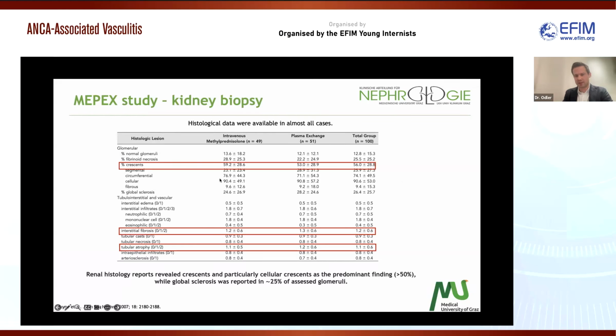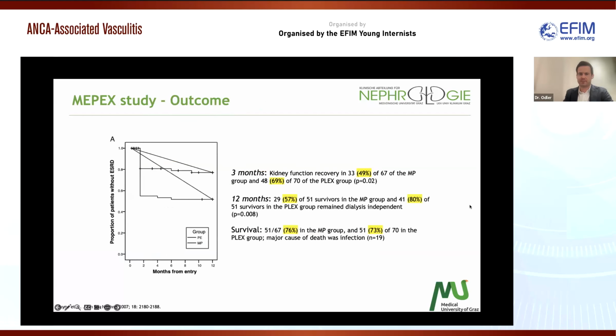And if you take a look at this histological data, then you can see that almost 60% of the patients, or over 50% of them, had crescentic changes. And if you think about this figure that I showed you earlier, you can understand that this is quite important, because these patients have a higher opportunity to have a better renal outcome at 1 year. The chronic changes in these kidney biopsies were quite moderate.